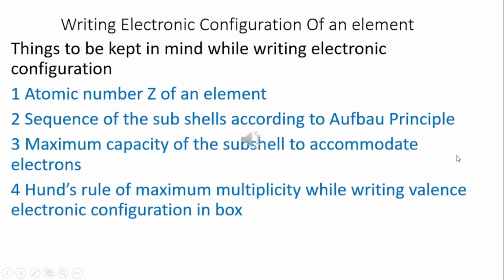Writing electronic configuration of an element. Things to be kept in mind while writing electronic configuration. 1. Atomic number, that is Z, of an element. Second, sequence of the subshells according to the above principle.